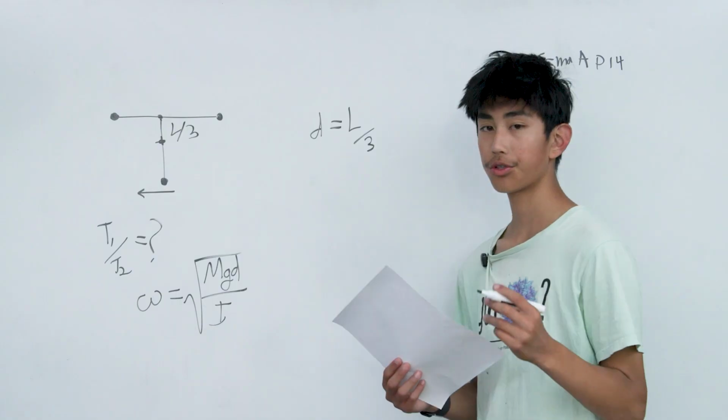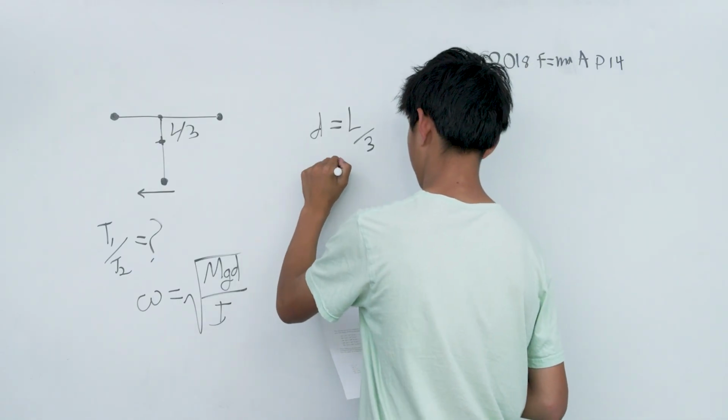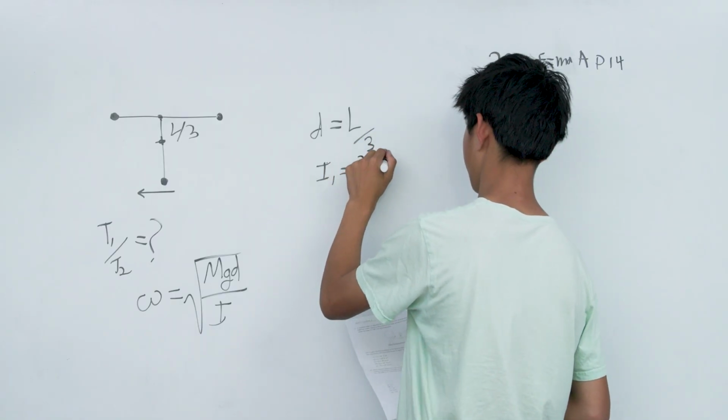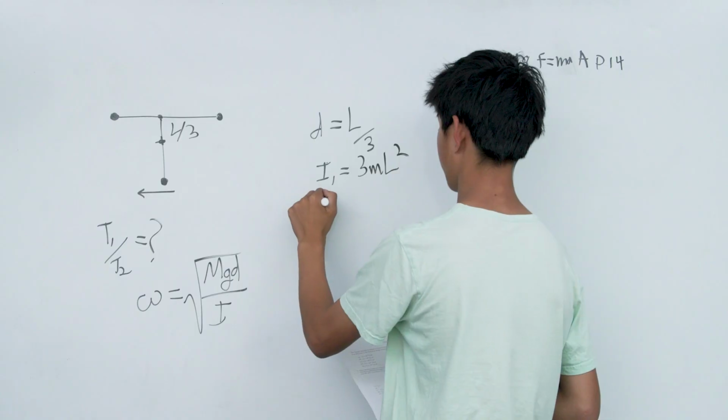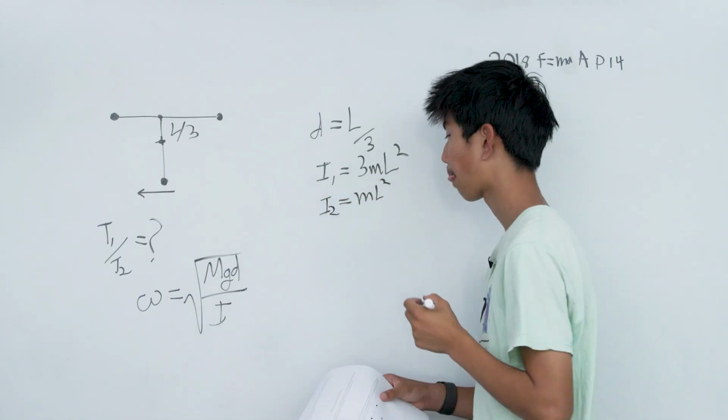And then there's two moments of inertia. Moment 1 is 3 ml squared. The second moment, however, is only ml squared.